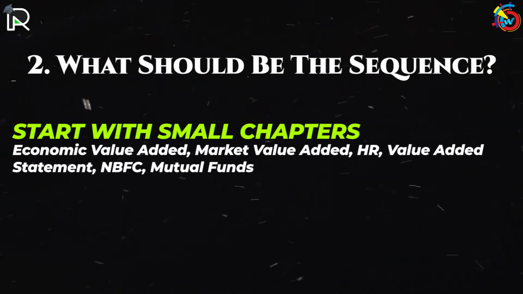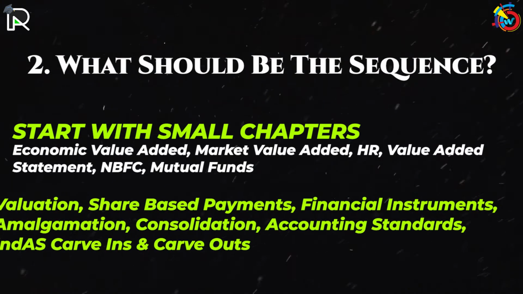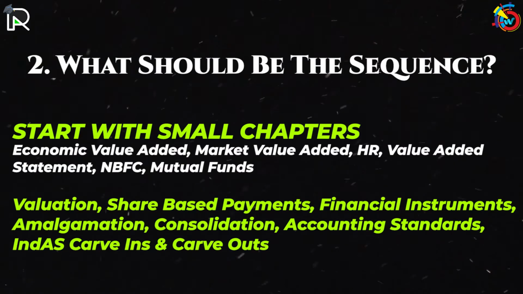You finish with these small chapters, then you go to valuation, and then share based payment, financial instruments, and then amalgamation, then consolidation, then accounting standards, and Ind AS and carve out. This should be your sequence of chapters.